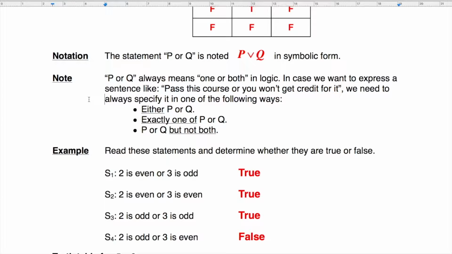So let's read the note. P or Q always means one or both in logic. In case we want to express a sentence like "pass this course or you won't get credit for it," we need to always specify it in one of the following ways: either P or Q, exactly one of P or Q, or finally P or Q but not both. And this is really what we mean when we have these sentences. One of them is going to happen but not both.